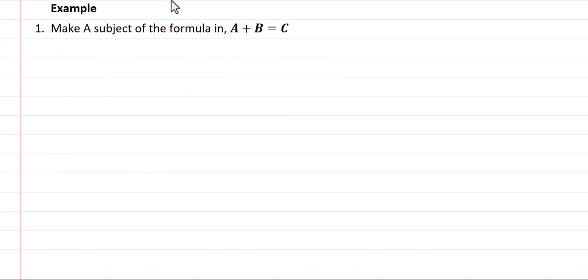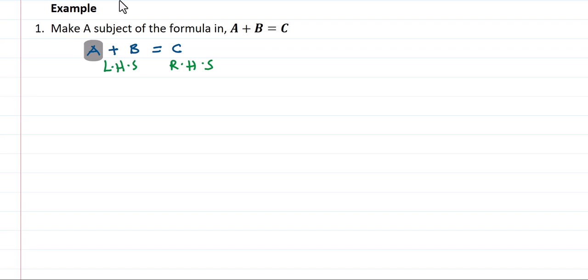Make A subject of the formula in the equation. So we'll have A plus B is equal to C. Our focus is to make A stand alone. But before that, let's take note of the following. Here is the left-hand side of this equation, and this is the right-hand side of the equation.